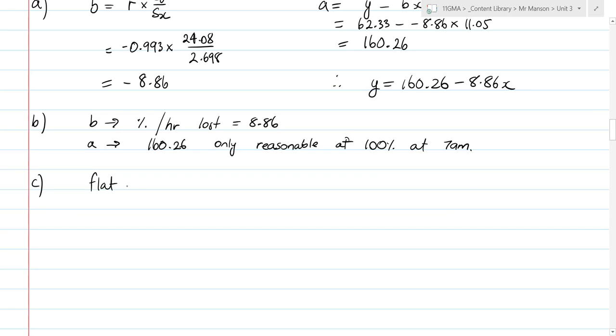So what's that mean? 0%? Yeah, okay, flat at 0%. And Y is 0, so this is our Y value. So we get 0 equals 160.26 minus 8.86X, which means that X is equal to 160.26 over 8.86. And that is 18.09. It's what I get.